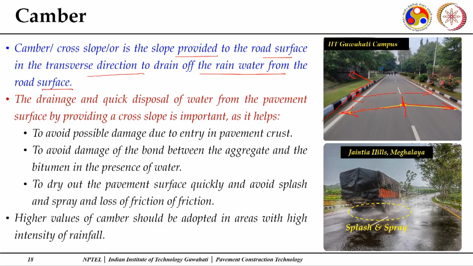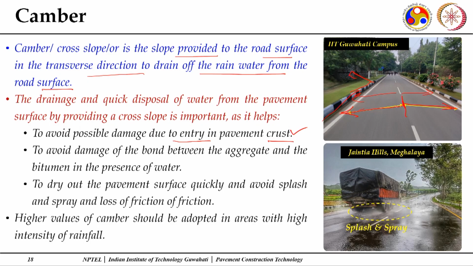Now, how does it help? It serves 3 important purposes. First of all, if water enters through any crack, any depression, any sides, if it enters into the pavement crust, it damages it. The granular layers, the bound layers, the unbound layers, the subgrade, all get damaged or lose their strength in the presence of water. So, that is avoided if I quickly remove the surface water, collect it through drains and take it off. So, this is one important aspect.